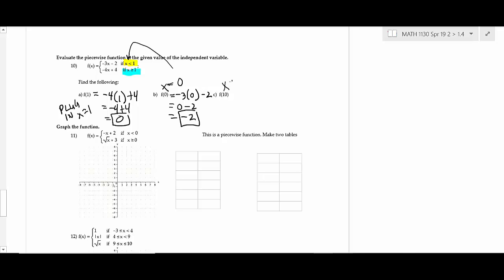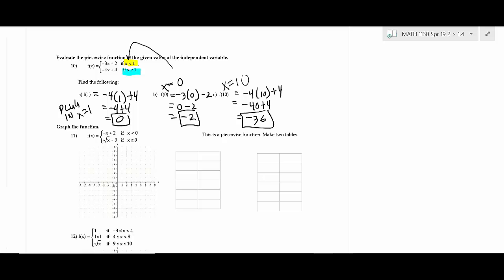And then how about the 10? If you have x equals 10, is that going to go in the top or bottom? The bottom. Goes in the bottom because 10 is greater than or equal to 1. So you plug that into the bottom. So you'd work out -4 times 10 plus 4. So that's -40 plus 4. So that's -36. Okay, that's the idea. So you have that inequality to tell you which numbers go where.